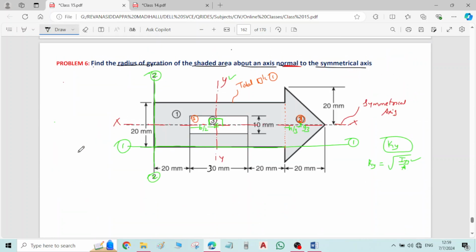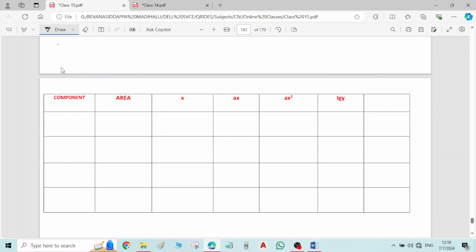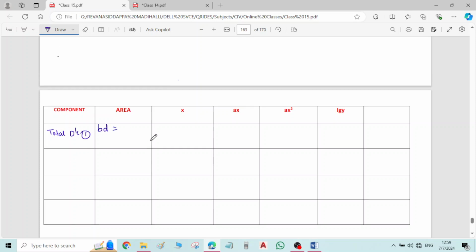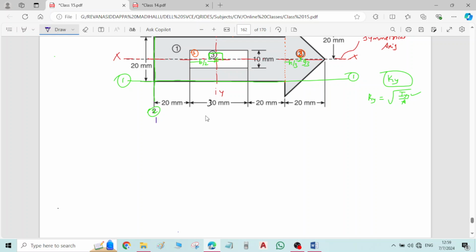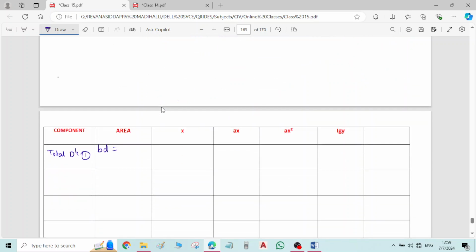What is the first component? Total rectangle, component number 1, area is b into d. What is the width of the total rectangle? Width is 20 plus 30 plus 20, it is 70 mm, correct? 70 mm is the width, and the depth of the rectangle is 20 mm. So 70 into 20 is the area. So the answer is 1400 mm square.